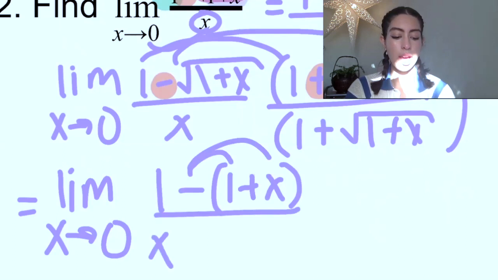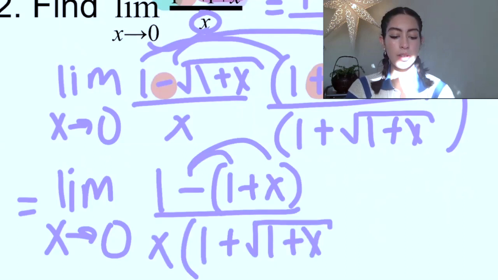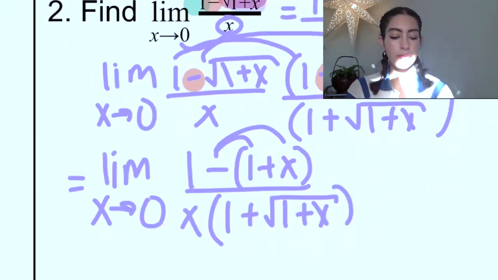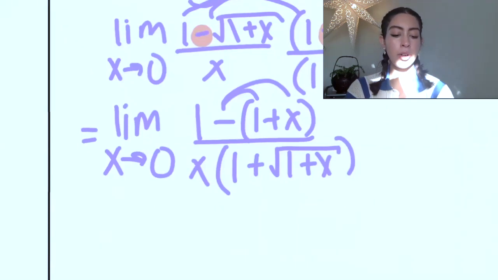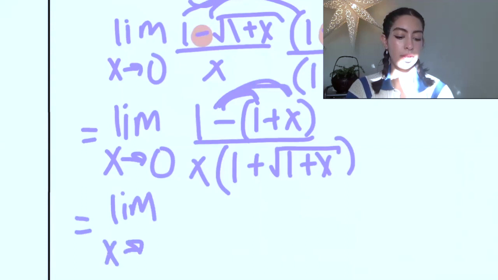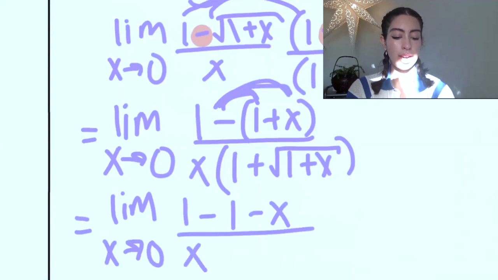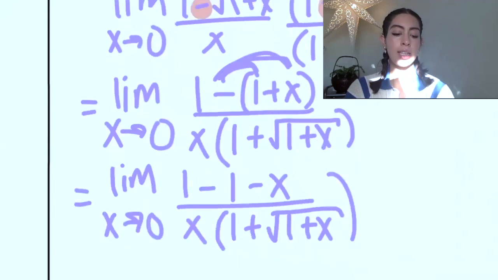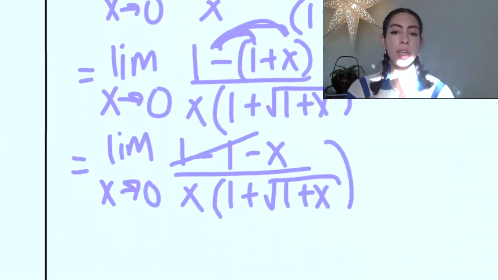And at the bottom, we've got x times 1 plus root 1 plus x. I'm not going to FOIL that just yet. I am going to go ahead and FOIL the top part, which will be 1 minus x all over x times 1 plus root 1 plus x. And I can simplify 1 minus 1 is 0. And once that goes away, I'm left with negative x at the top and this x term at the bottom.